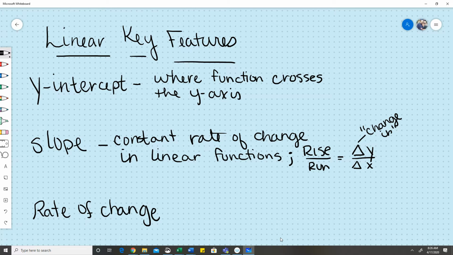Now, if you see something about the rate of change, you have a question asking you what is the rate of change for this problem. It's asking for the slope, but it's asking for the slope with unit rates attached. So instead of just 3 over 1, it could be $3 for every one toy. So that's what it's asking about. When it asks about rate of change, it's asking about the slope with units.